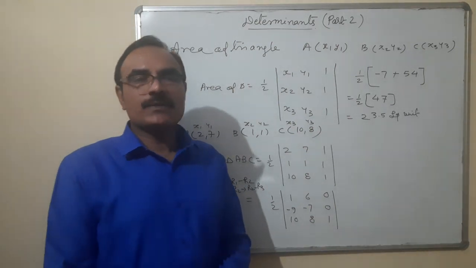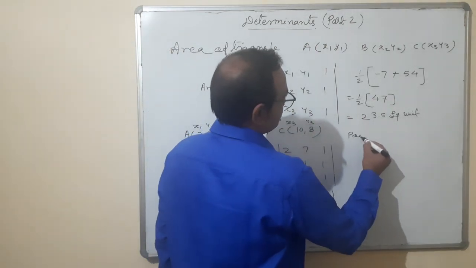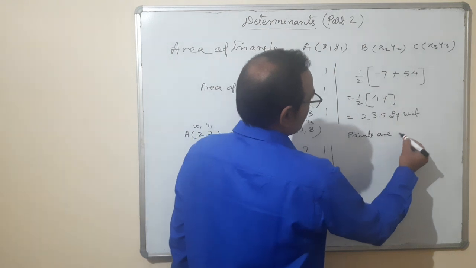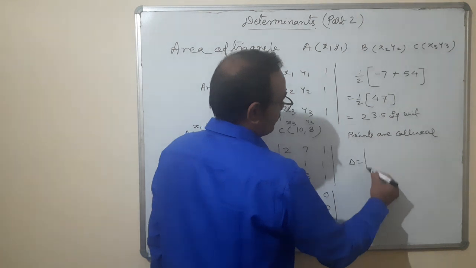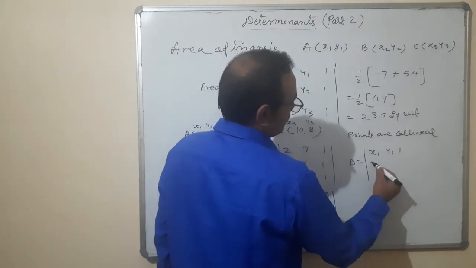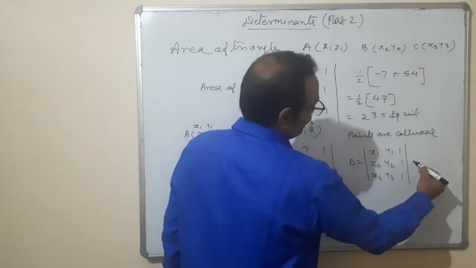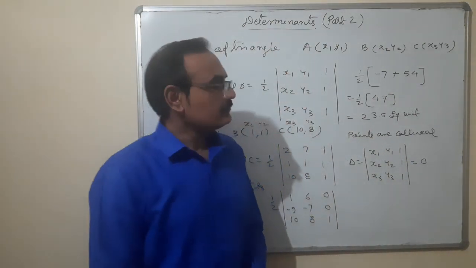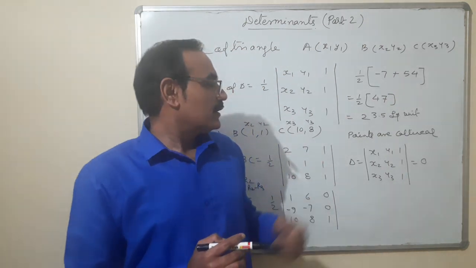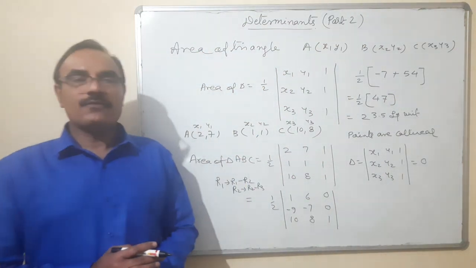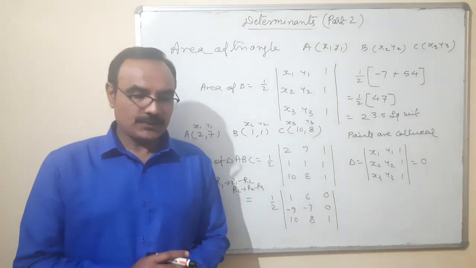In case you are going to prove that three points are collinear, what should be done? The area of the triangle, the determinant x1, y1, 1, x2, y2, 1 and x3, y3, 1, should be equal to 0. If the area of the triangle is equal to 0, what does it mean? The points are collinear, right? So this is the way by which we can find the area of a triangle with the help of the determinant method and check the collinearity of three points. Okay.